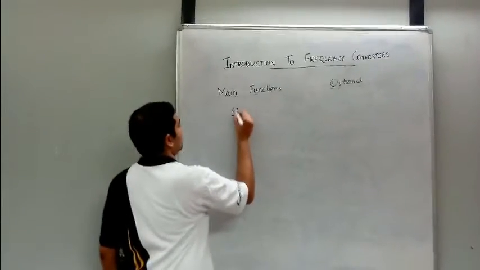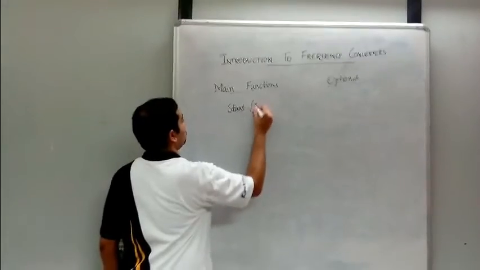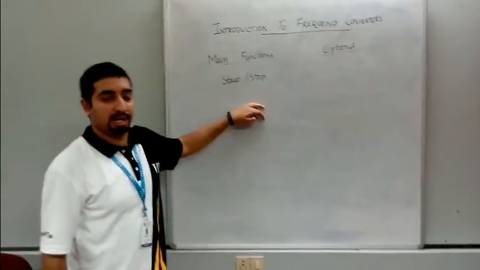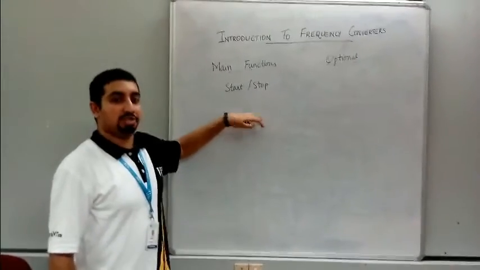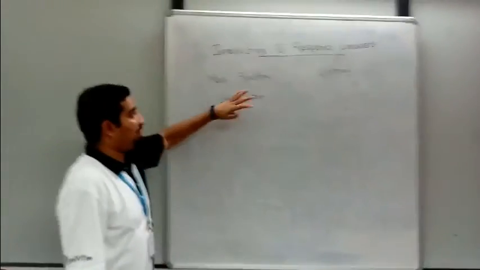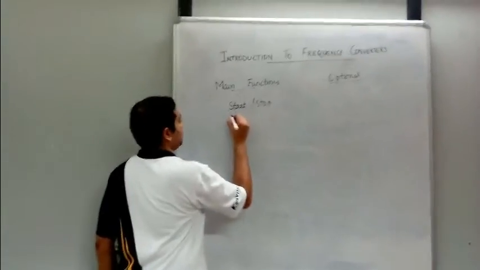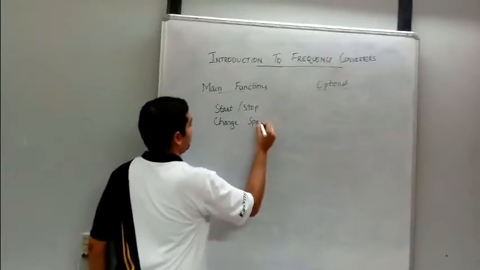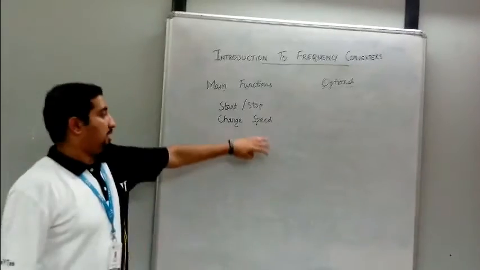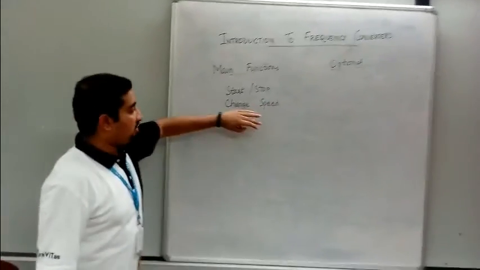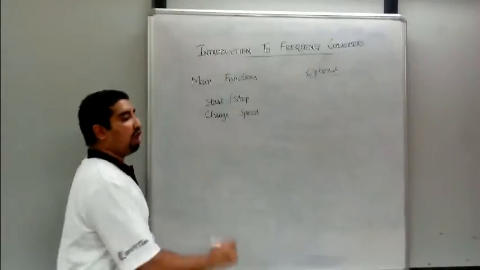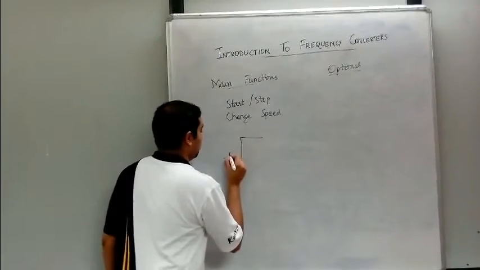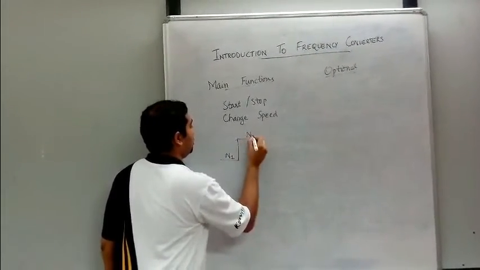First of all, it has a start stop function, which can either start or stop the motor. That is one function. The next function, which is a very basic need of FC, is change speed, changing of speed. Now when speed has to change, it is not acceptable to change the speed instantaneously from value n1 to value n2.